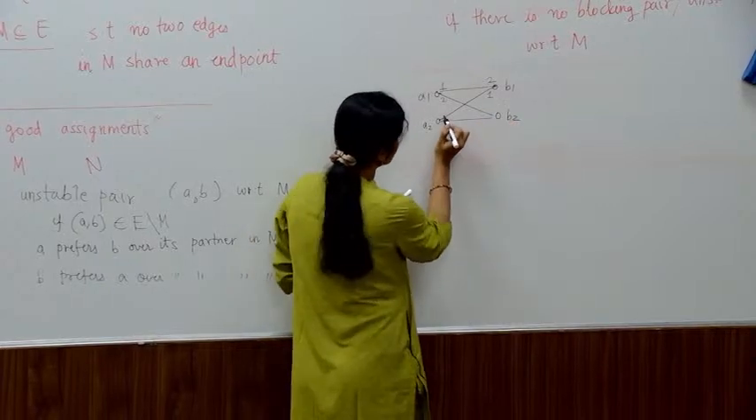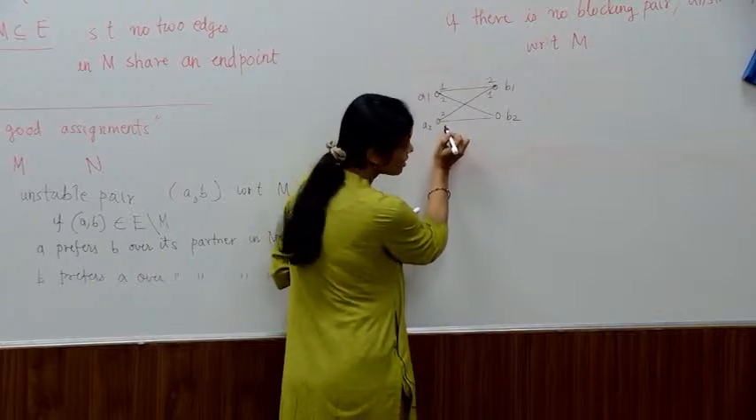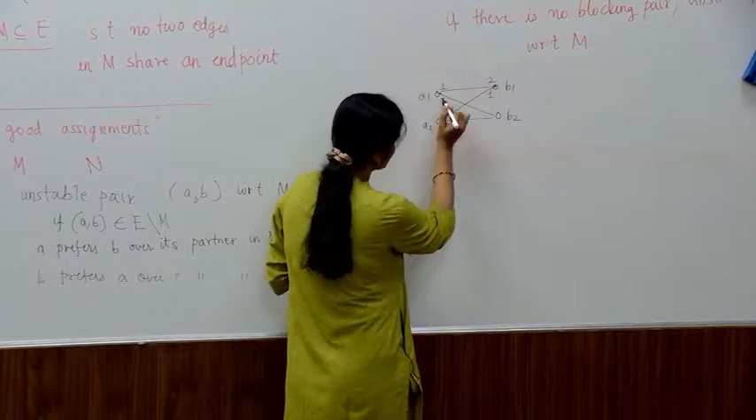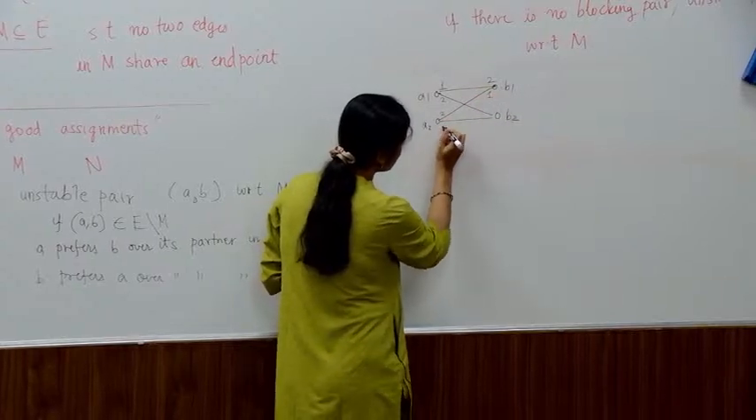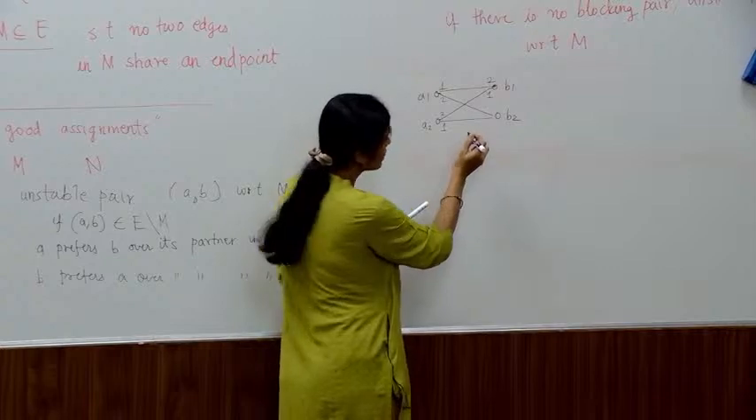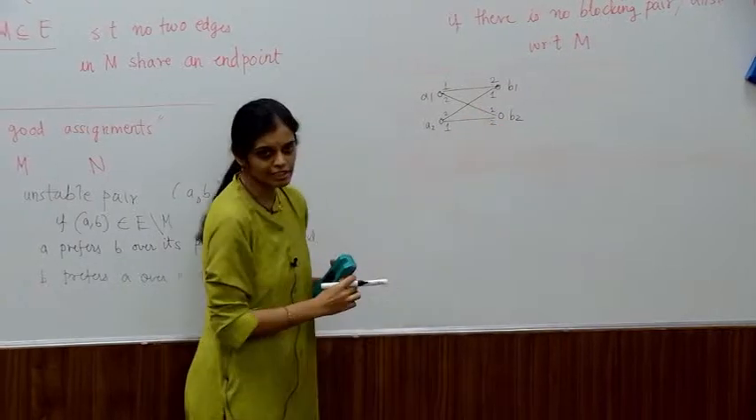Now, you want A2 to be treating B1 as 2 and B2 as 1. And then the other way, 1, 2. Okay, so let's look at this instance.